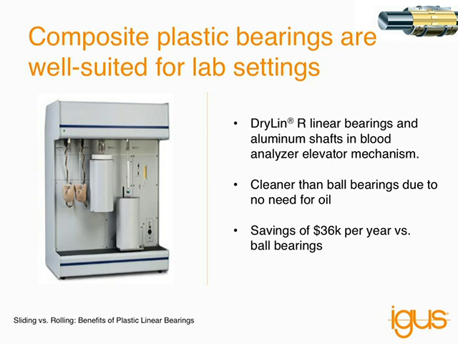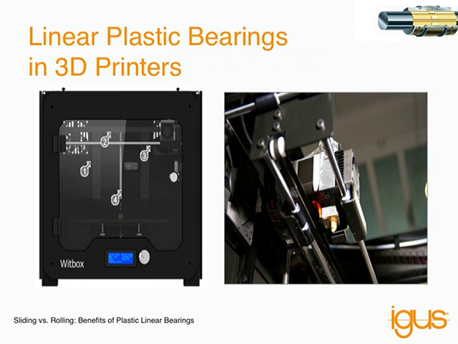Not only did they use plastic bearings, but they also coupled that with aluminum shafting, which is again the best mating surface for plastic sliding parts. The upfront cost savings to the customer was $36,000 per year versus the price of bearings. So not only were they offering a technical advantage, there was a price advantage as well, which is what is igus's mission.